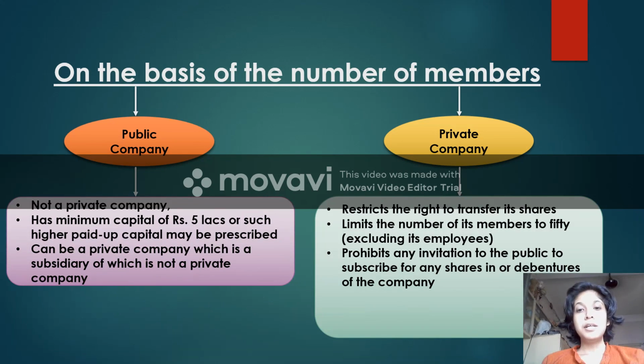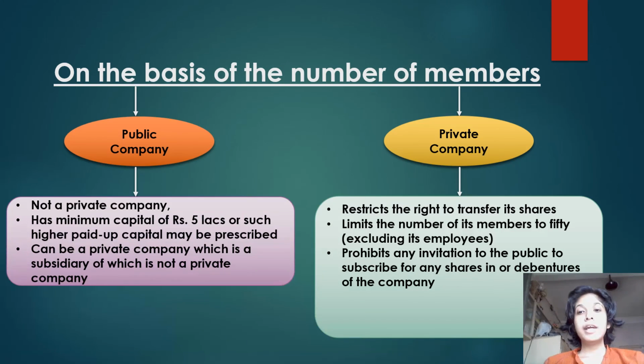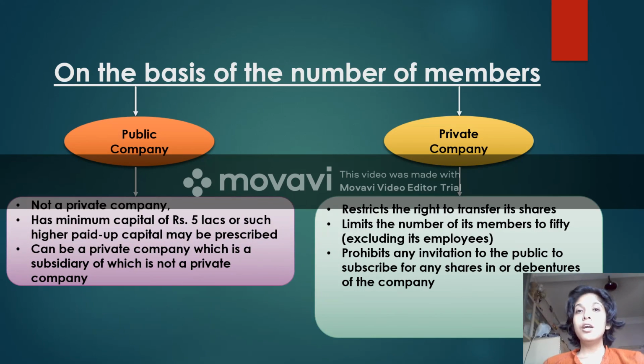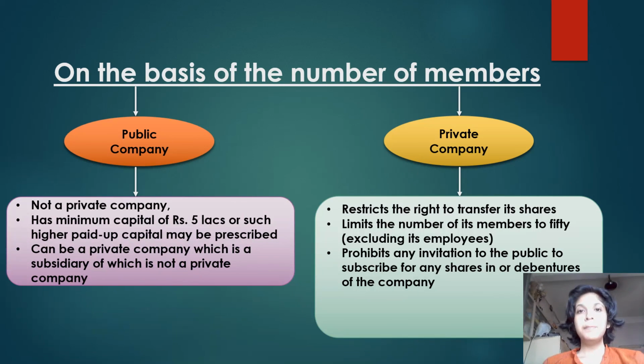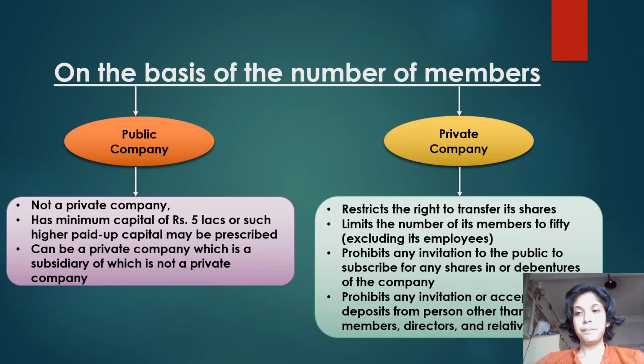Next one is that it prohibits any invitation to the public to subscribe for any shares or debentures of the company. That means what? It is a very closed-knit group. That means the private company's members should be knowing each other personally. It should not invite anyone to subscribe for its shares or debentures who is not known. It cannot offer membership to those who are not known or the general public.